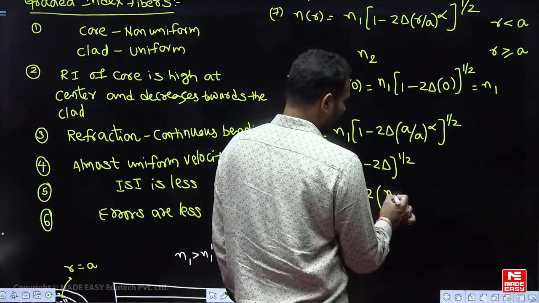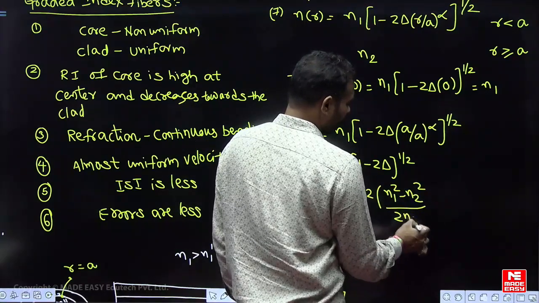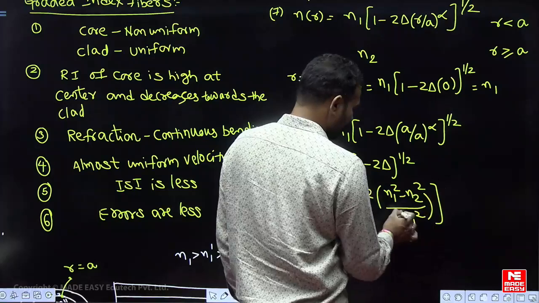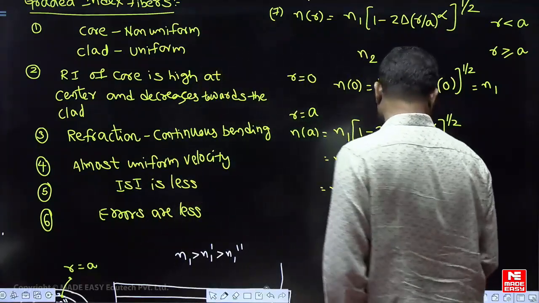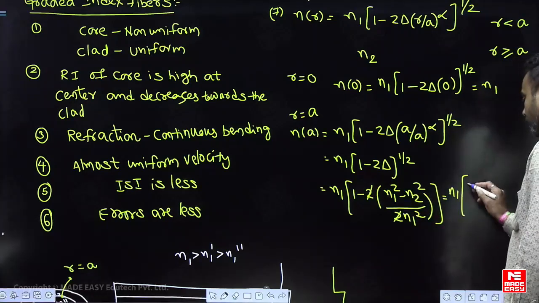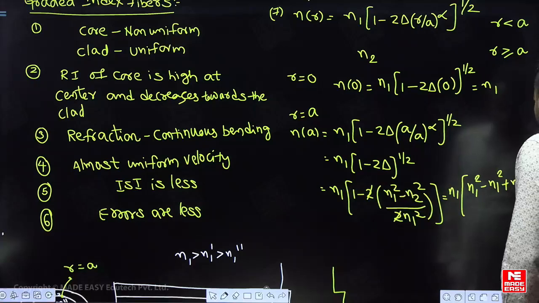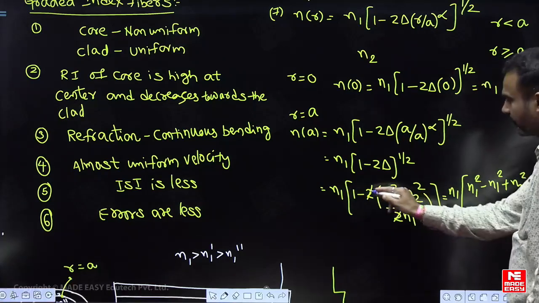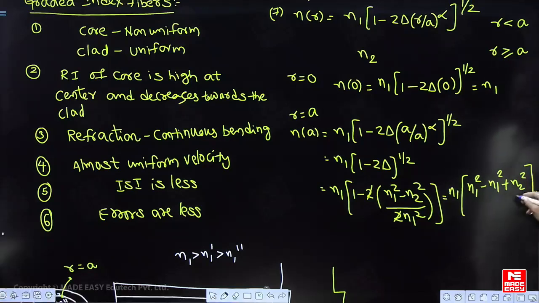Now this is n1 into 1 minus 2 delta, where delta is equal to n1 square minus n2 square divided by 2 n1 square, which we already studied in the classroom. This 2 and 2 will get cancelled. Then I take n1 outside, taking LCM n1 square, n1 square minus n1 square plus n2 square, multiplying with the negative sign, minus into plus is minus, minus minus is plus, and this whole is divided by n1 square, to the power of 1/2.